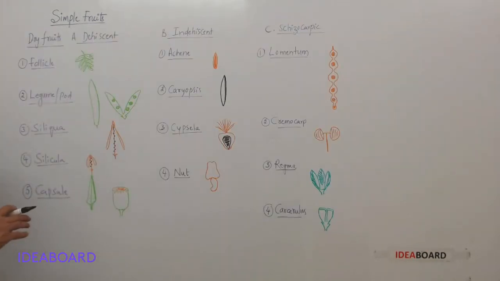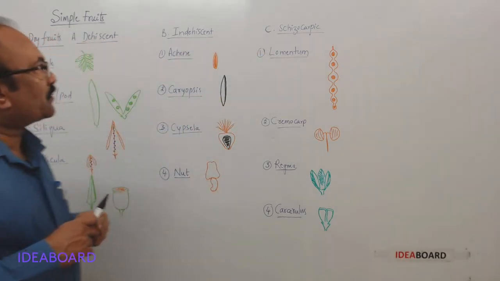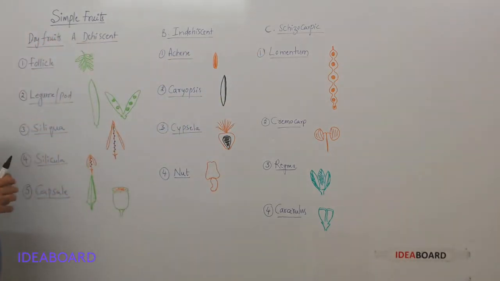So now let us say these dry fruits, that is simple dry fruits, and in that three types you will find here: dehiscent, indehiscent, and schizocarpic. That means these dehiscent fruits, whenever the pericarp becomes dry, the pericarp will break open and release the seeds. So this is called dehiscence. That's why these are called dehiscent fruits.